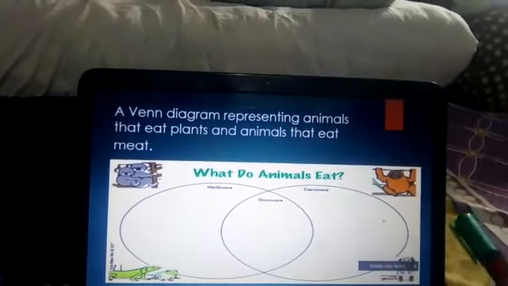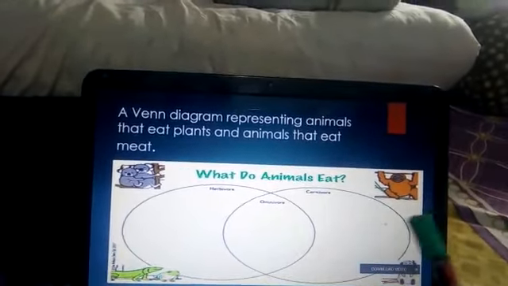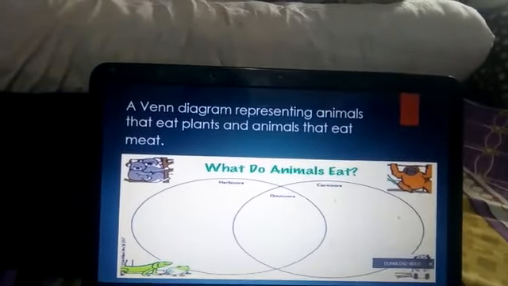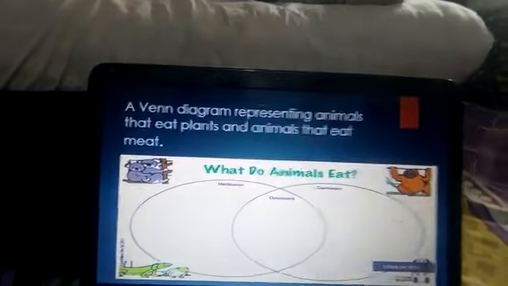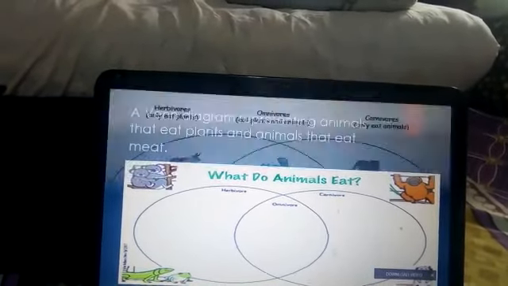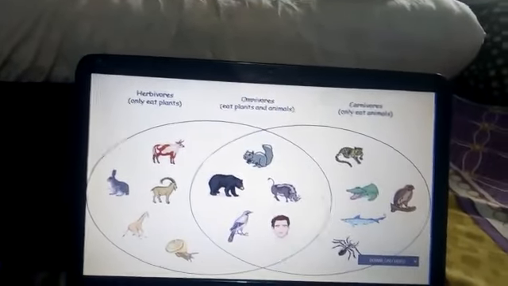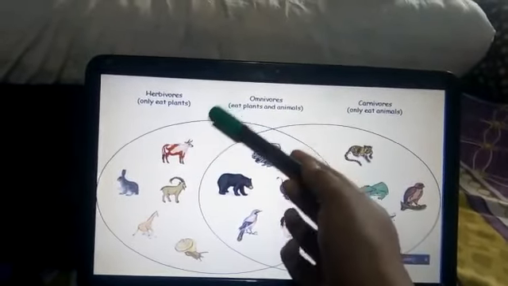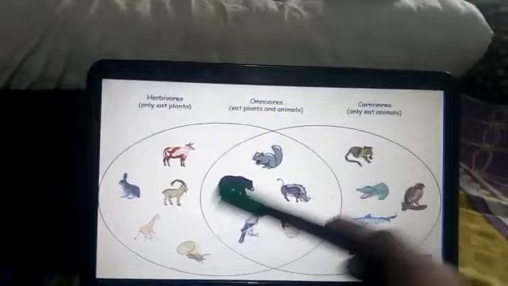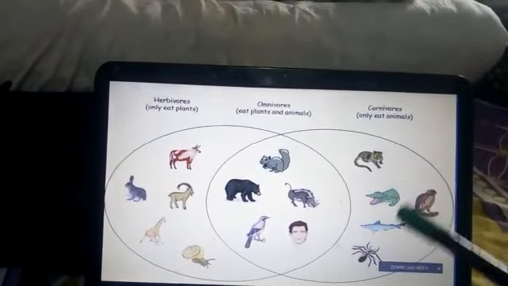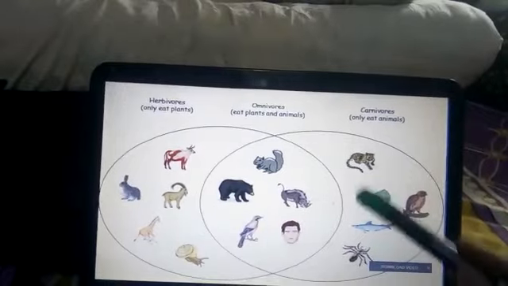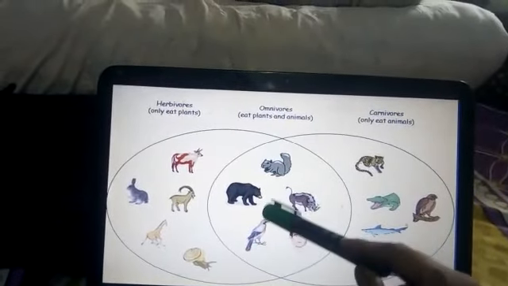And then we will place some pictures, or you can write some names. First of all you have to write many names of the animals, and then you have to separate them in the circles like I have done here. See here, I have placed the pictures of those animals that eat plants over here, and those that eat meat over here, and those that eat both plants and animals, I have placed the pictures of those over here.